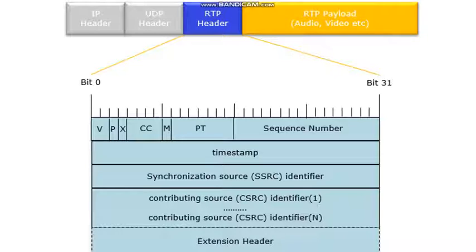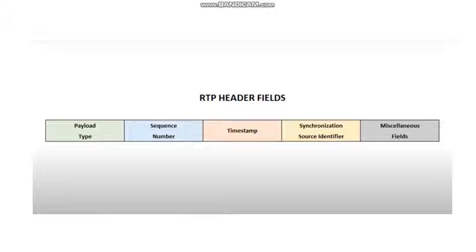The RTP header is responsible for sending audio and video signals. Timestamp and synchronization packets are used to synchronize and send the data, and make sure that each and every packet of video is sent successfully to the client. So this is the RTP header payload, which includes the payload, sequence number, timestamp, and some miscellaneous fields.